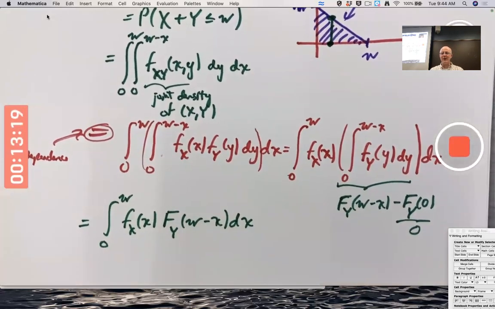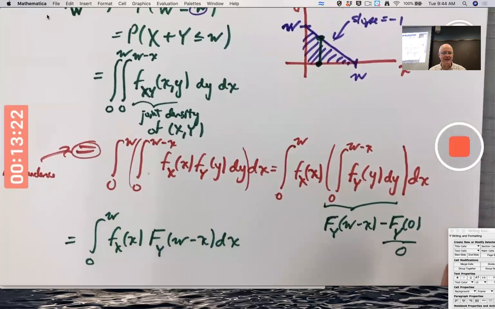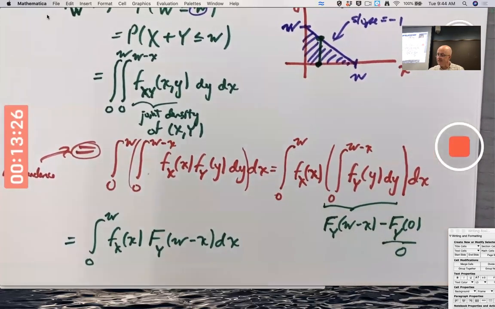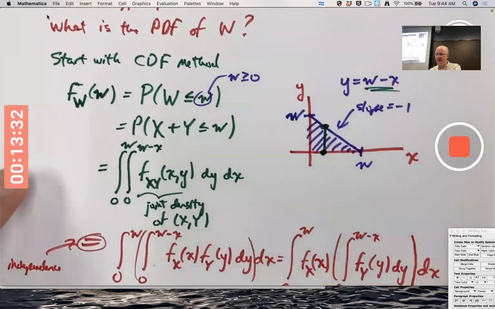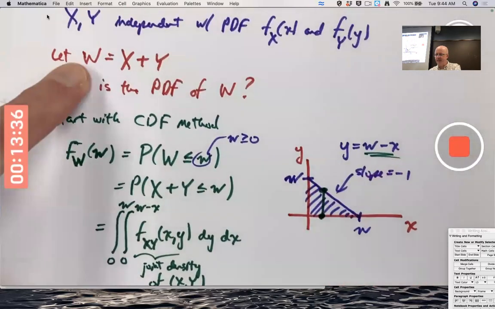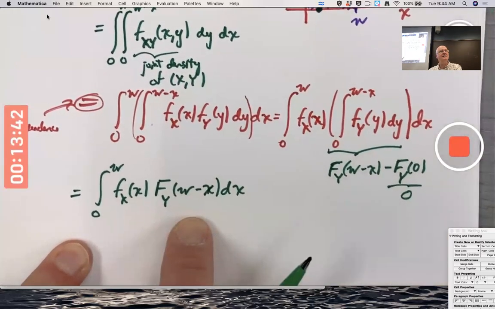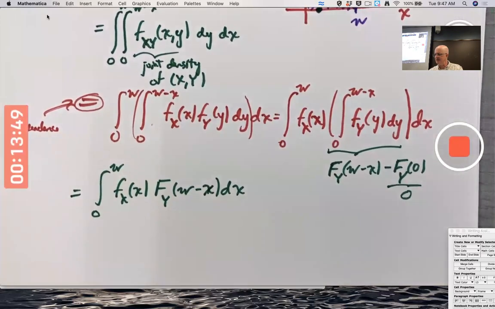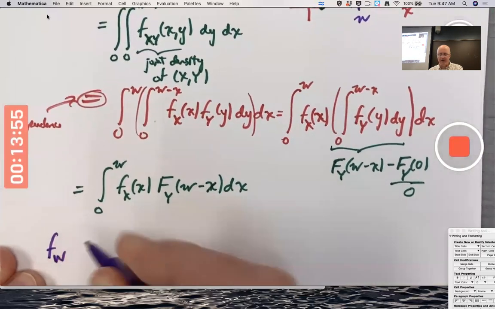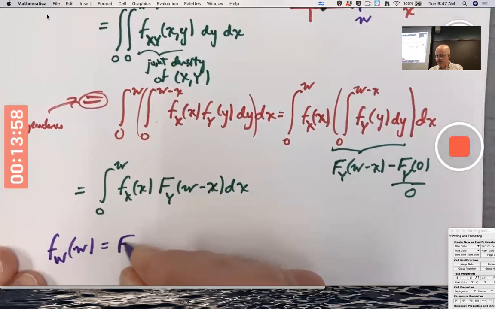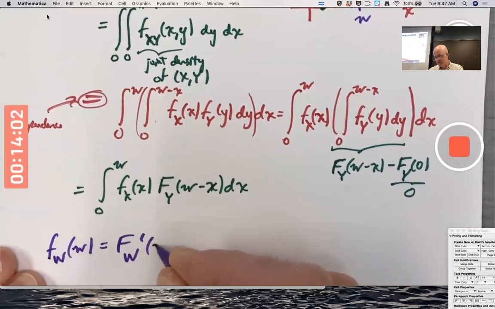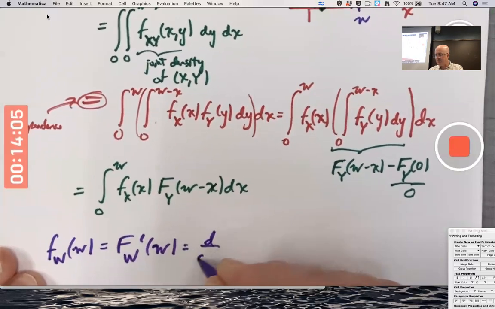Be careful about writing the correct letters in all the correct spots here. That's the trickiest part. Okay, so what have we done? We've shown that we can write the CDF of capital W, which is x plus y, as a single integral, not a double integral, of this product. What am I after? I'm after the PDF of W. I need to differentiate this. Little f sub capital W is the derivative of capital F. In other words, I need to differentiate this integral.